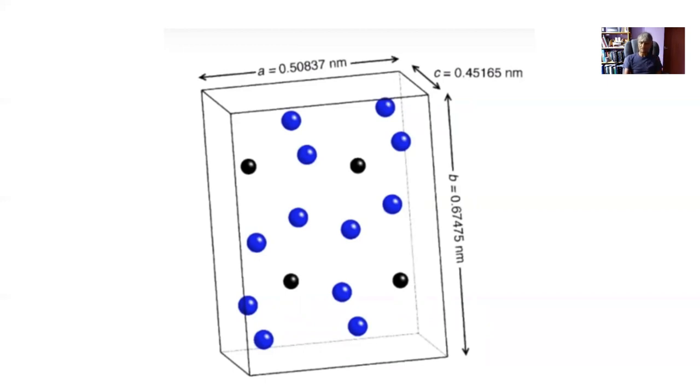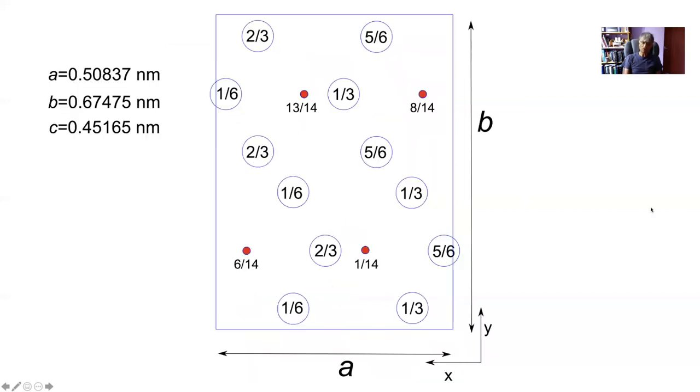Now, obviously, this is a bit more complicated to look at, so we will draw a projection as usual. And here is the projection. And if you look at this carefully, there is no single atom which has the same environment as another. So this is a primitive crystal structure with a motif of 16 atoms per lattice point. So primitive orthorhombic lattice with a motif of 16 atoms per lattice point.